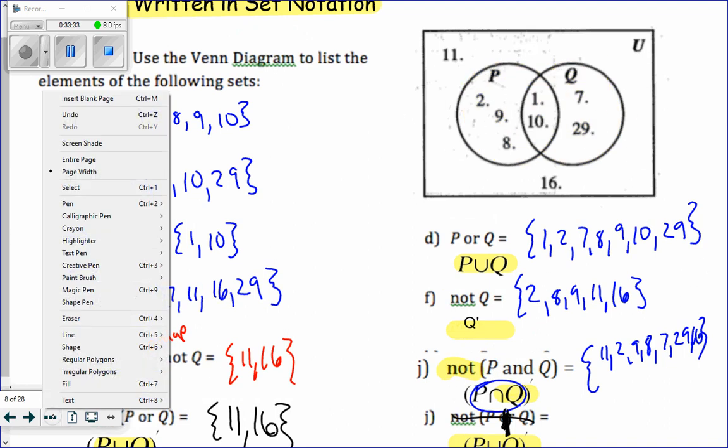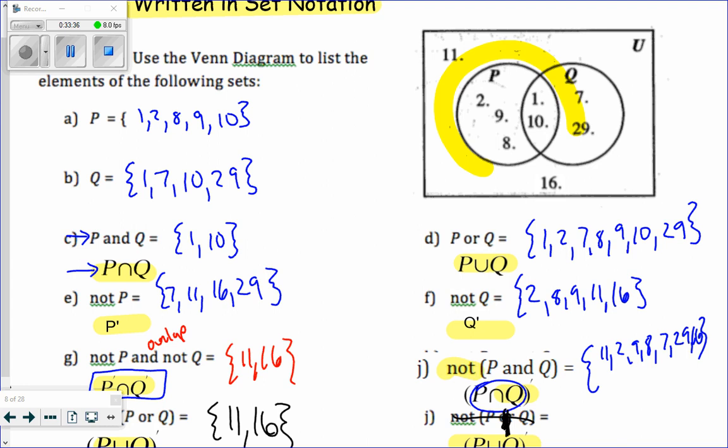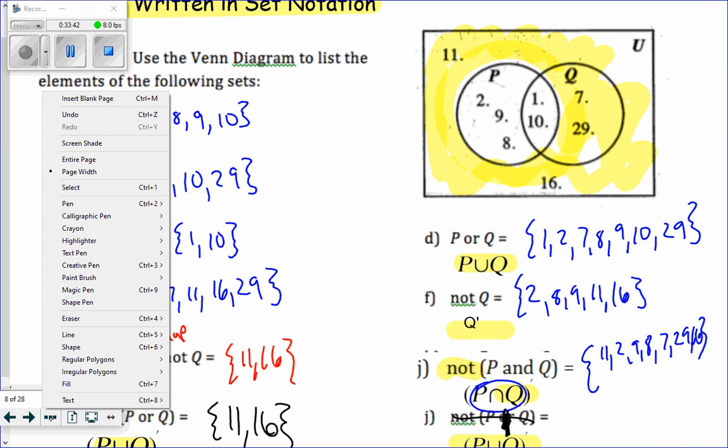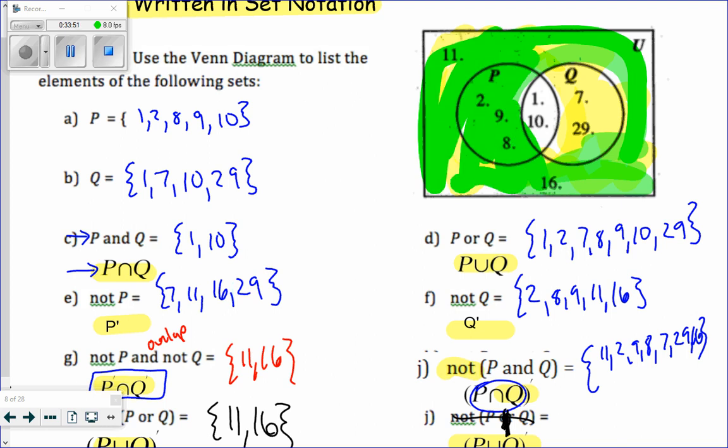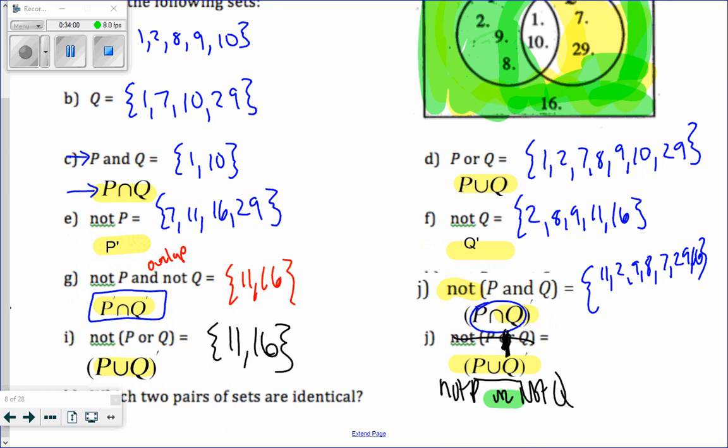So not P. Circle everything outside of P. So not P is that. Not Q is that. Okay, so ignore that. So not P, and then it's the or, right? Or means essentially if it's got color, we write it down. So the only numbers I don't write down are 1 and 10. So 11, 2, 9, 8, 7, 29, 16.